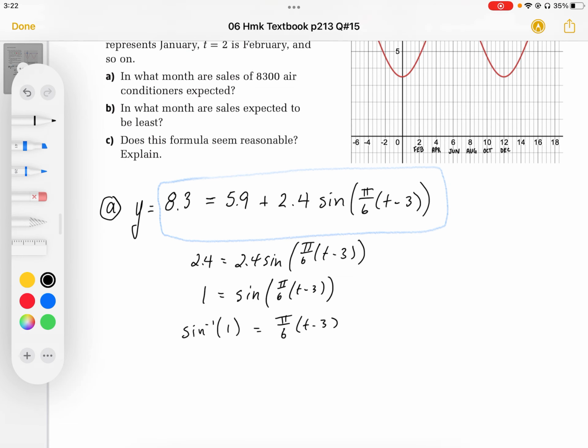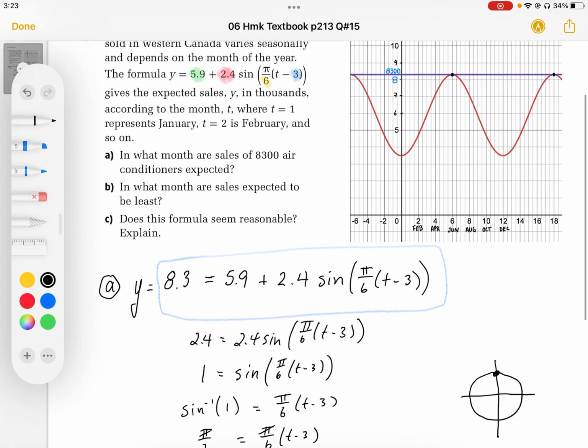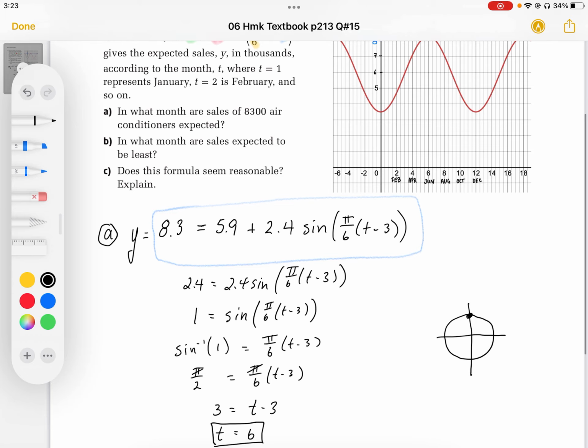The arc sine of 1, when I think of where my 1 is going to end up on that circle, it's going to be at 90 degrees. It's going to be pi over 2. I cancel the pi's out. I'm going to multiply both sides by 6, so I end up with 3 is equal to t minus 3. Solving for t, I get t equals 6, and that represents June. And I can see that when I look at my graph, that is consistent with what I see on my graph. And I've solved this algebraically for t.